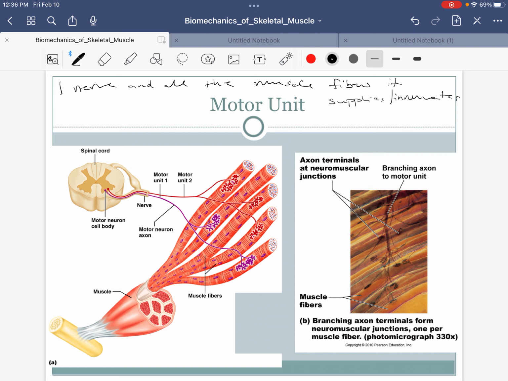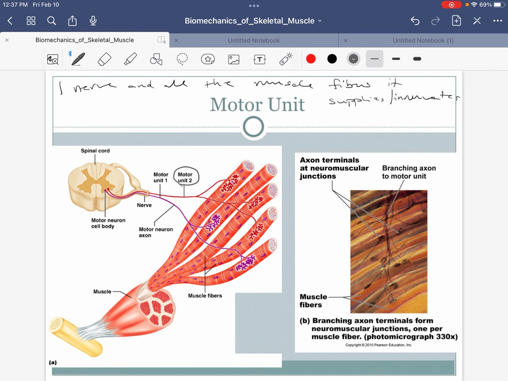A motor unit is one nerve and all the muscle fibers it supplies, or innervates. I like this picture on the left because it's simple.